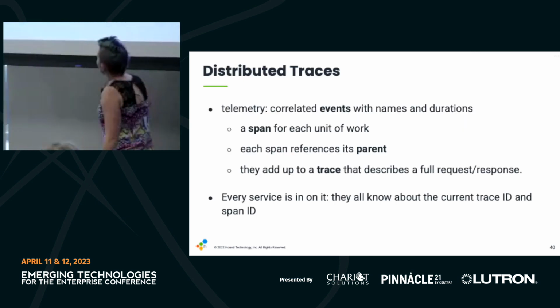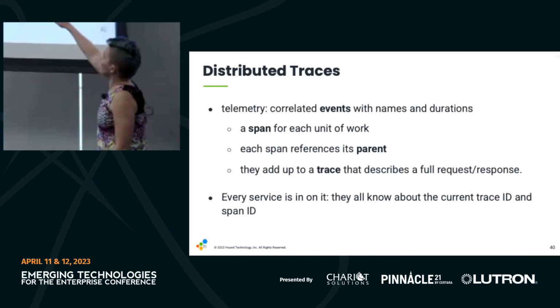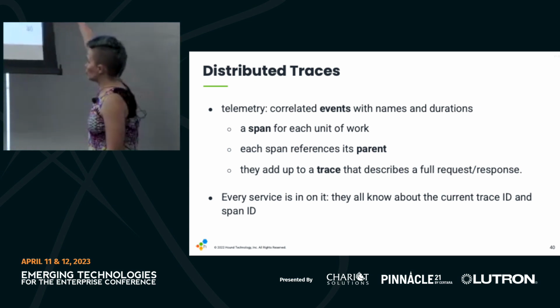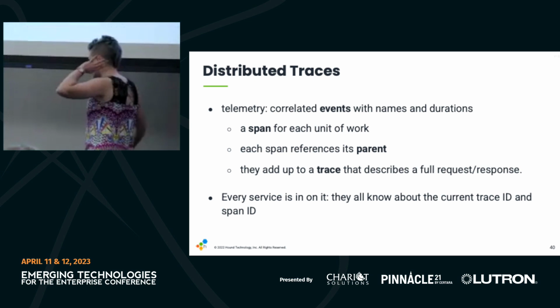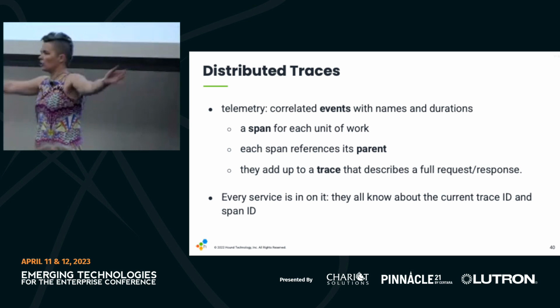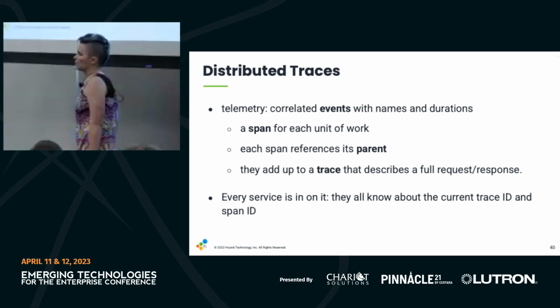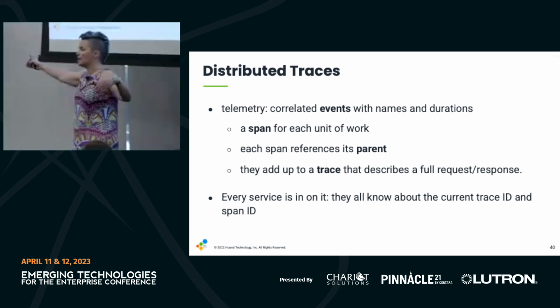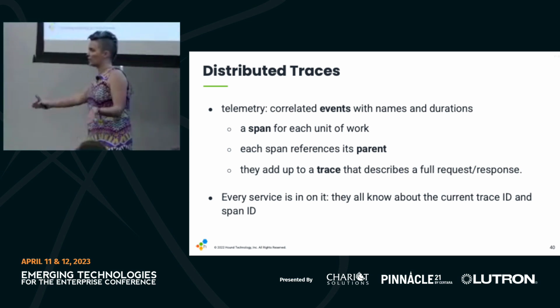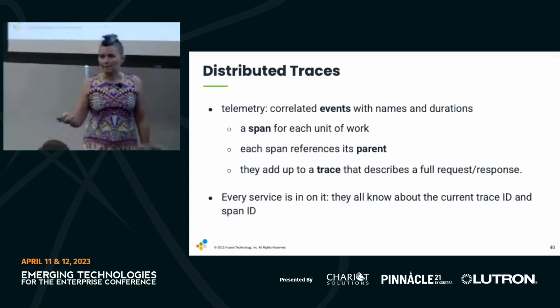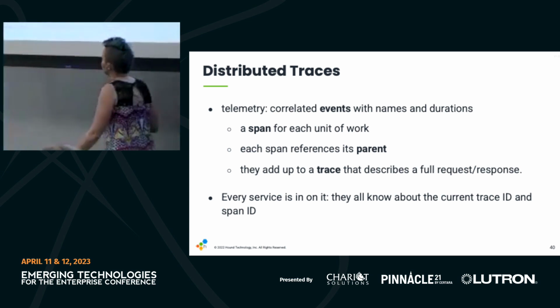All right, so distributed traces are made of correlated events. They all have a name and a duration, and they're called spans, and a span represents a unit of work. You always want a span to say, I'm about to call this other service, and you always want a span for, I got this request in, and you often want a span for, I'm going to the database, or I'm making this calculation, anything that's really interesting.